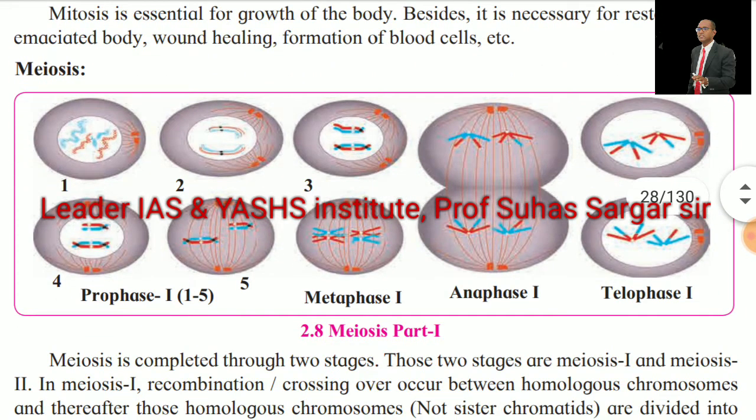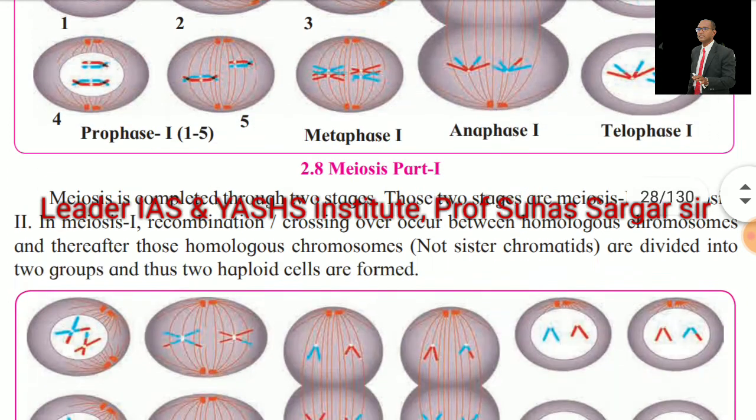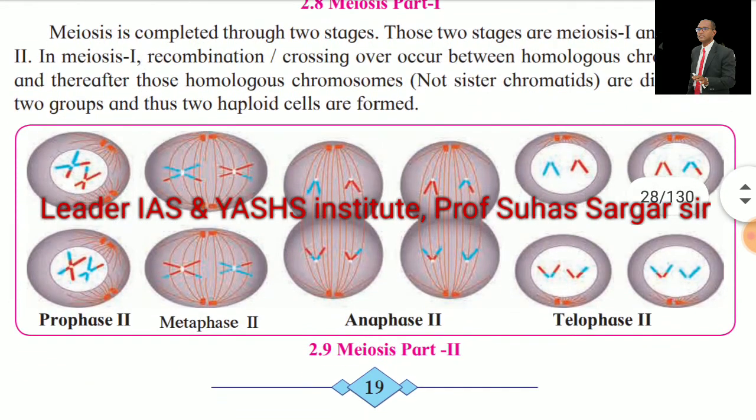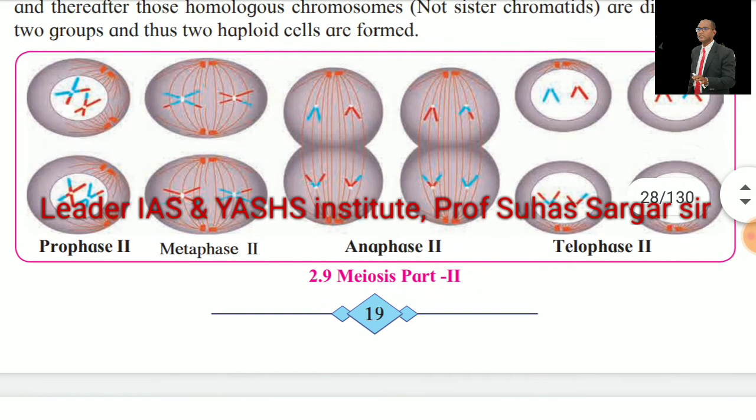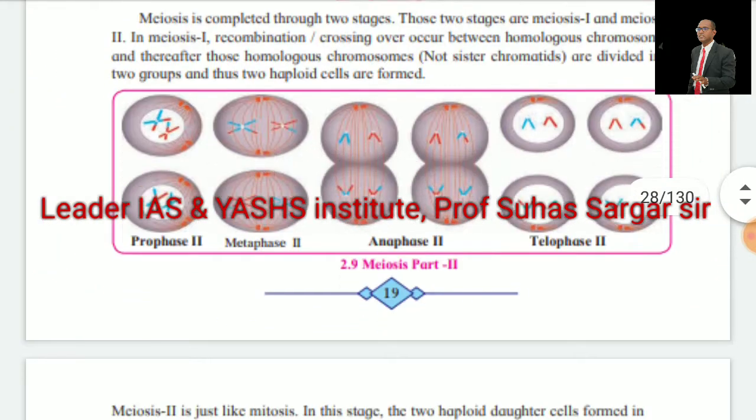Meiosis. Meiosis part 1. Meiosis is completed through two stages. Those two stages are meiosis 1 and meiosis 2. In meiosis 1, recombination, crossing over, occurs between homologous chromosomes and thereafter those homologous chromosomes, not sister chromatids, are divided into two groups and thus two haploid cells are formed. See the picture of meiosis part 2.